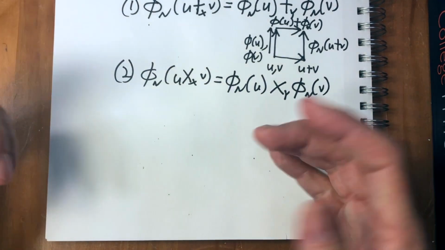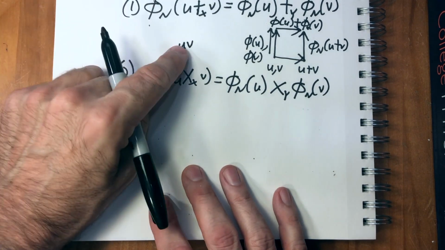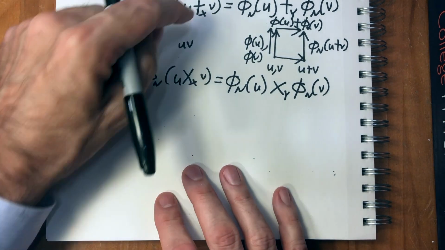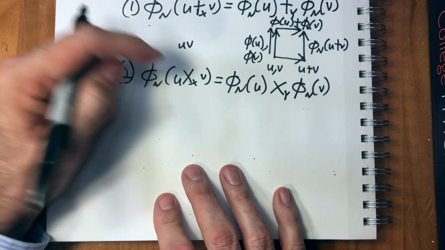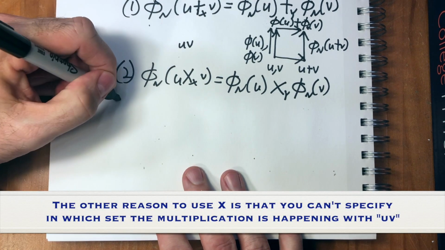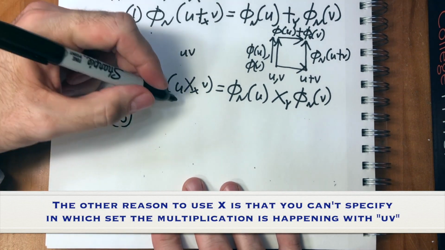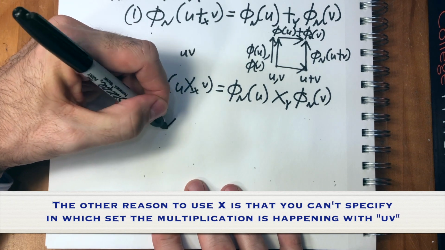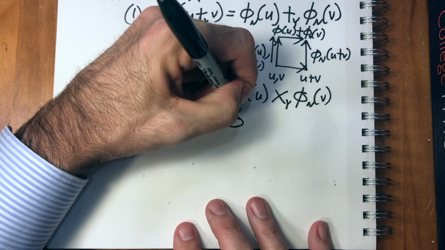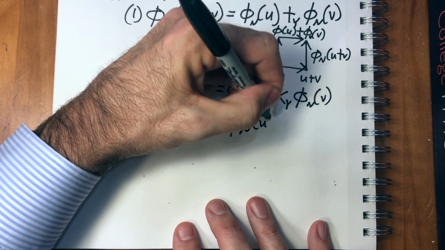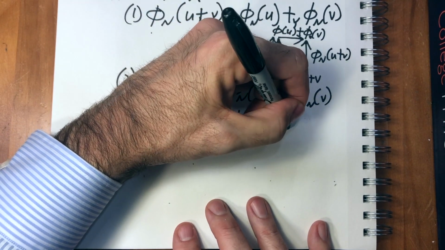And I'm using x here. Obviously, uv means the same thing. I'm just using x to make it clearer, to me, that it's parallel to multiplication, to addition. And 3, that if u is less than v in x, that implies that phi of u is less than phi of v in y. Okay.